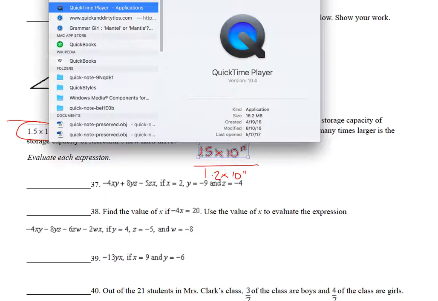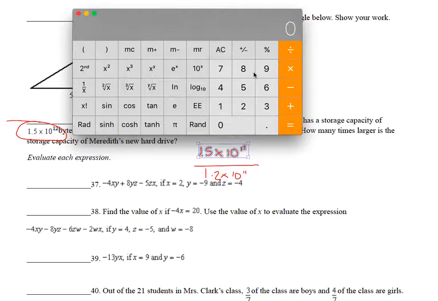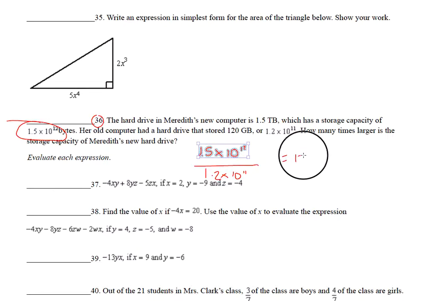You could bring up a calculator and type in all of those numbers with the zeros. So in expanded form, I'd say 1, 5, followed by 11 zeros, divided by 1, 2, followed by 10 zeros. That strategy, writing those out in expanded form and then dividing it on a calculator, gives me 12.5.